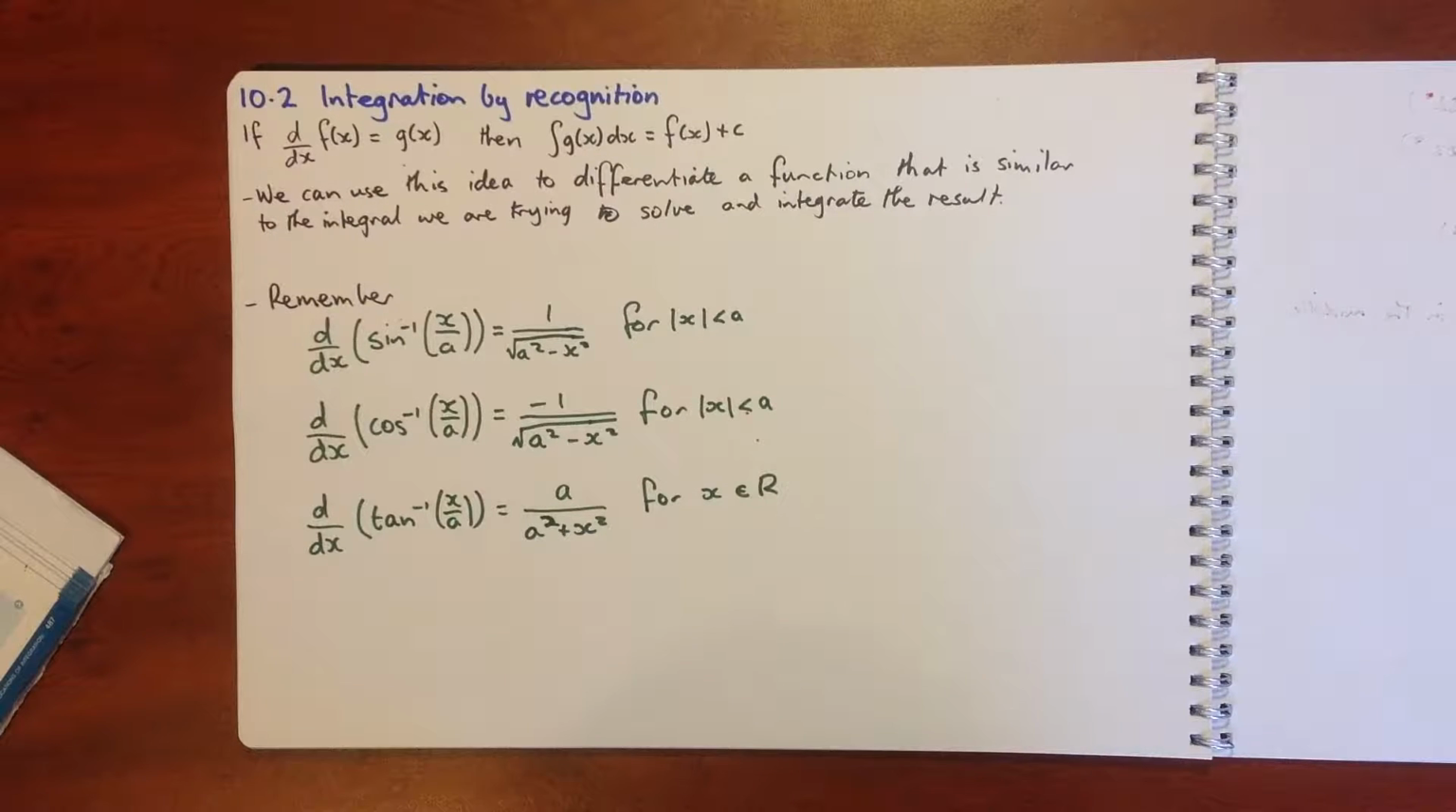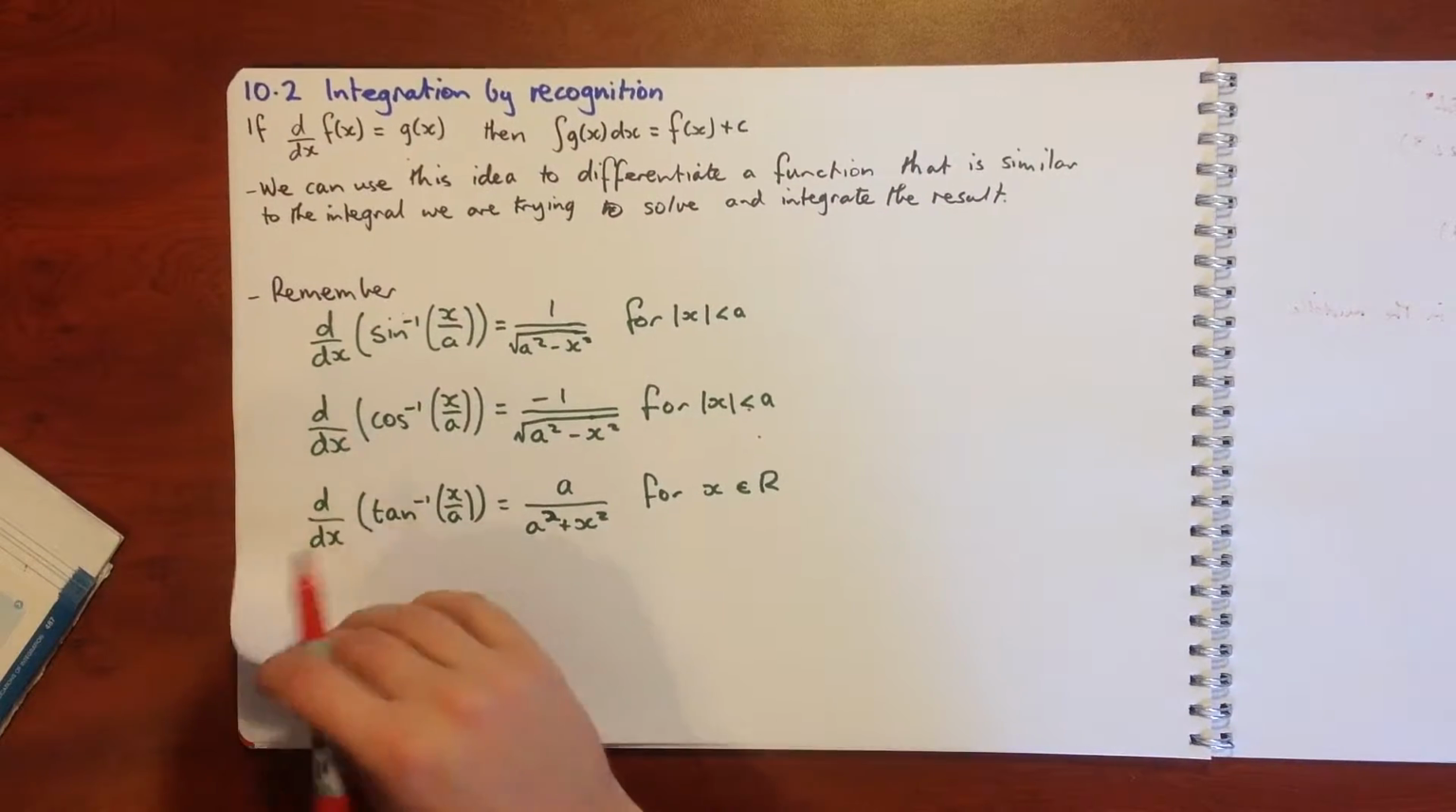A couple of things to remember: the derivative of inverse sine of x on a is equal to 1 on the square root of a squared minus x squared for all modulus of x less than a. The derivative of inverse cos of x on a is equal to minus 1 on the square root of a squared minus x squared for all modulus of x less than a. And the derivative of inverse tan of x on a is equal to a on a squared plus x squared for all values of x. This is best demonstrated through a couple of worked examples.